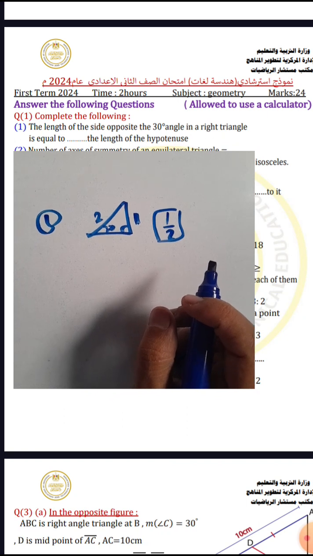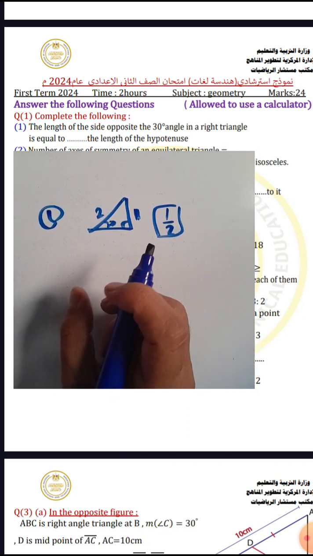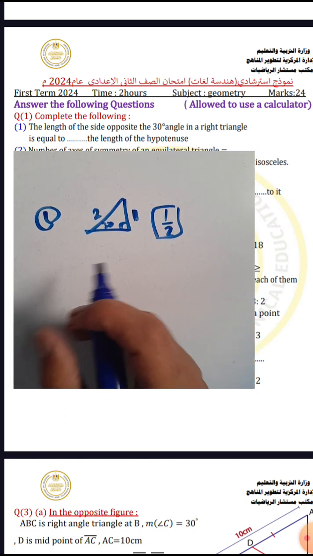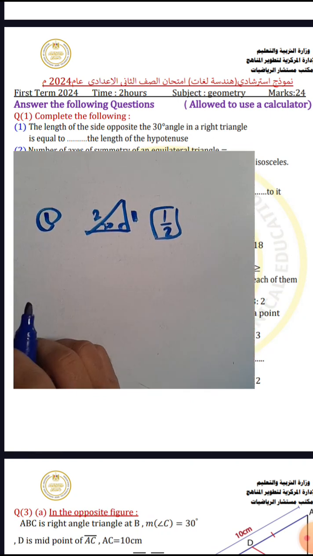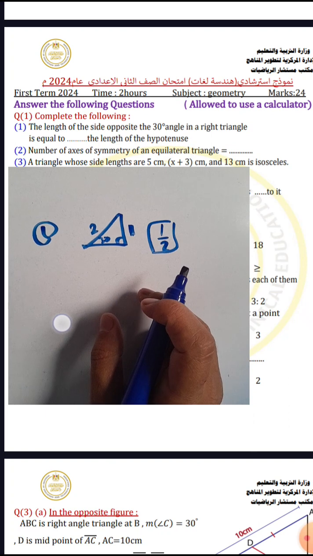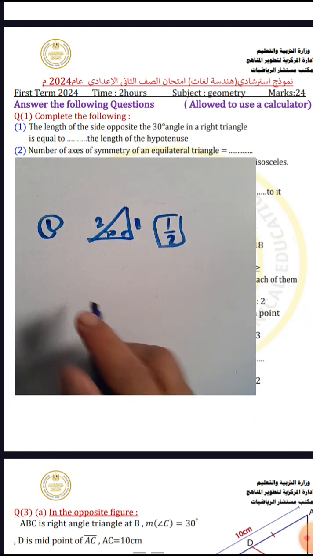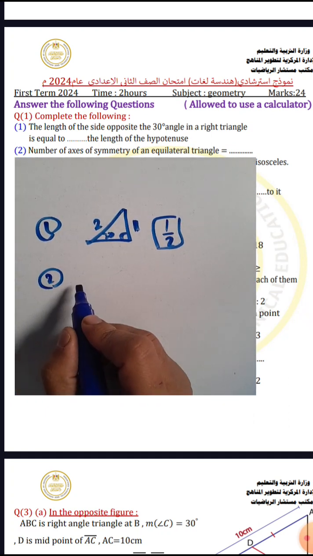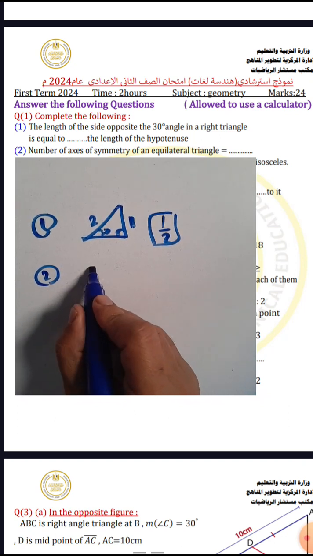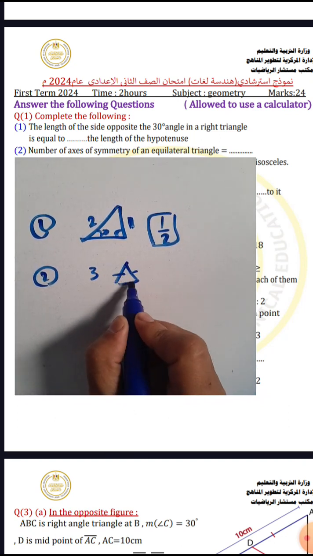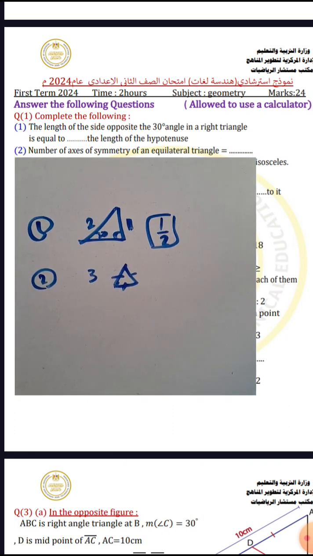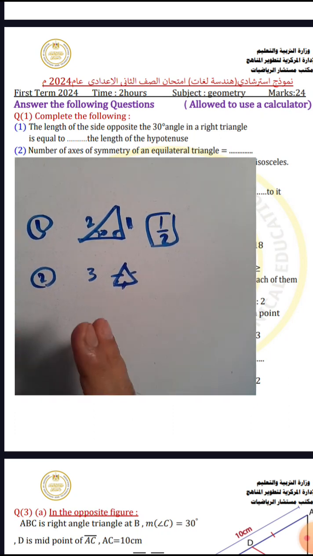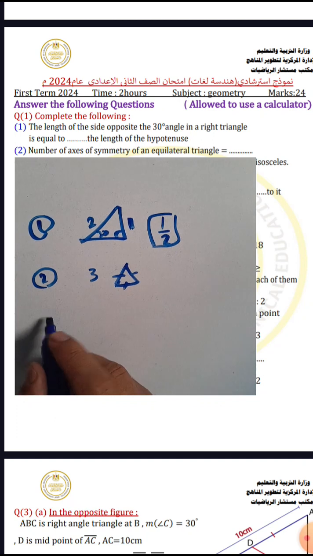Again, the length of the side opposite the 30-degree angle in a right angle triangle will be half the length of the hypotenuse. You must write half here. Question number 2. Number of axes of symmetry of an equilateral triangle, it will be 3. If we have 3 equal sides in a triangle, we call it an equilateral triangle. The equilateral triangle has 3 lines of symmetry. Write 3 in the space.